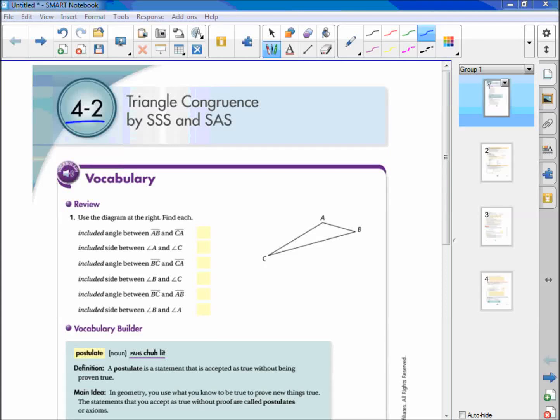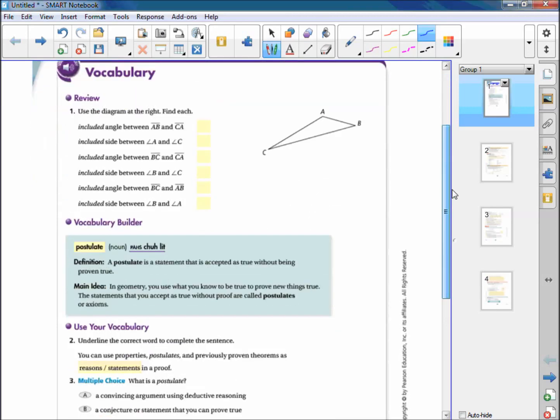Today we are covering section 4.2, triangle congruence. So we're trying to prove two triangles are congruent to each other by using either side, side, side, or side, angle, side, which are shortened to SSS and SAS. Okay, so we have some vocabulary builder first here.